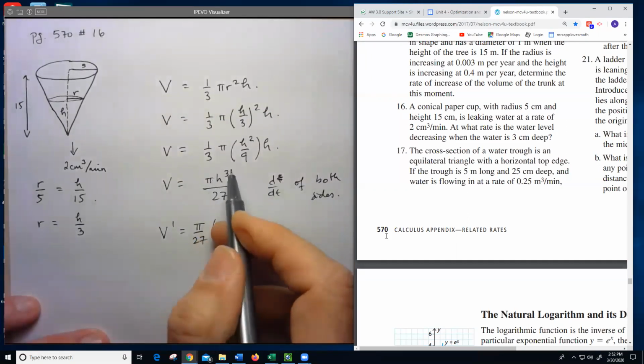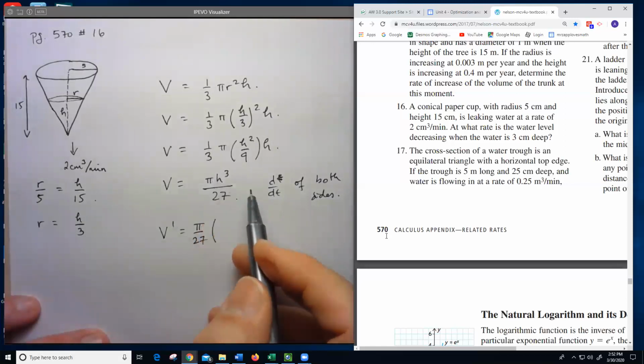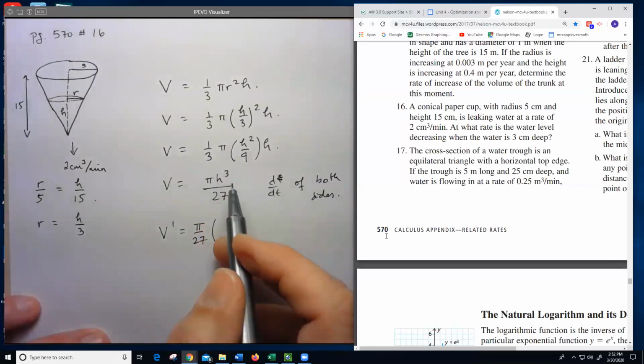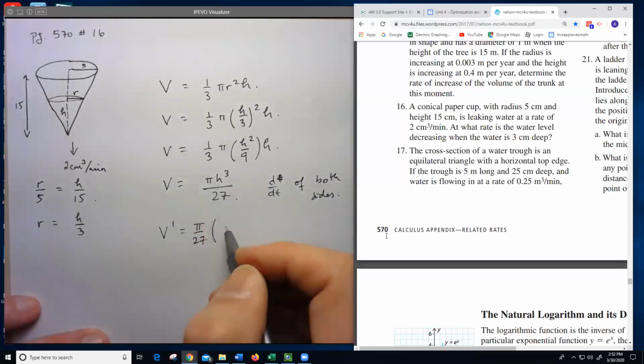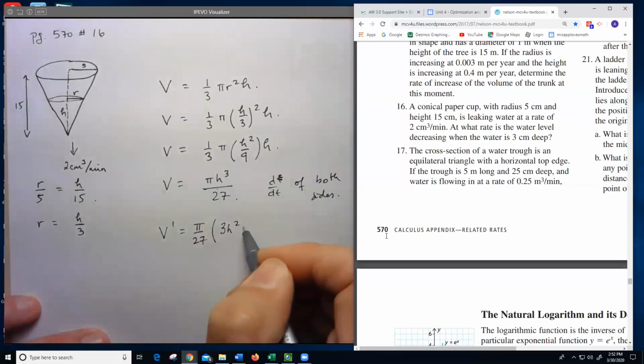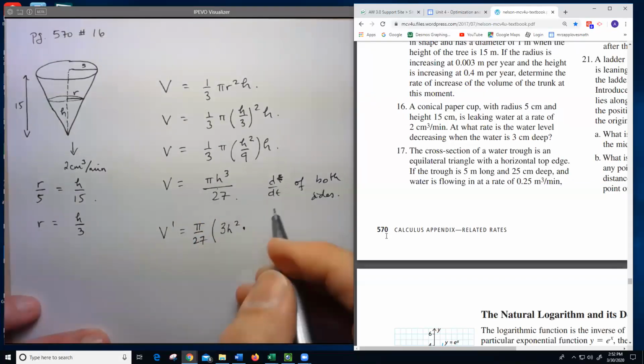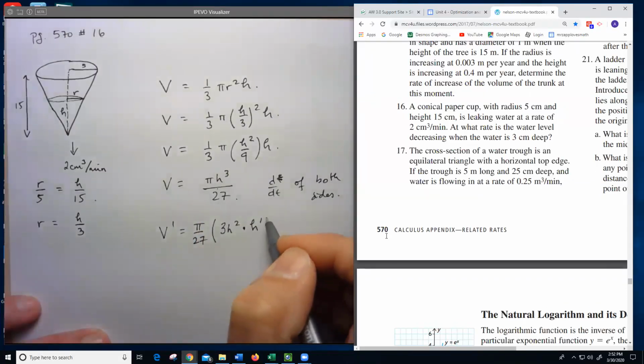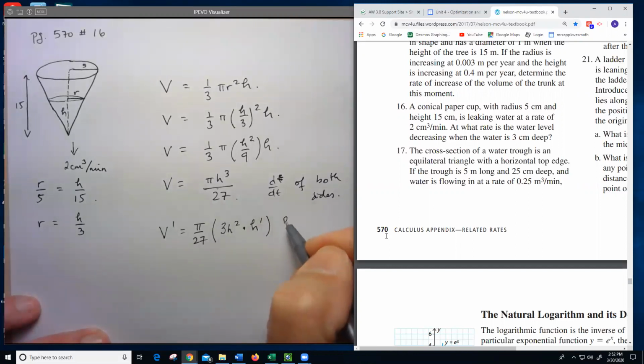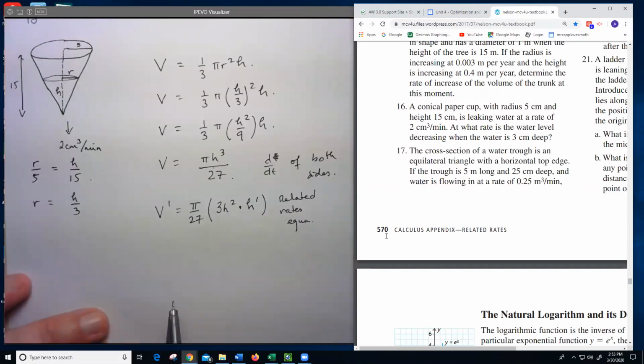And now, again, I'm going to have to use the chain rule, because remember, I'm taking the derivative with respect to t. So the derivative of the outside function is going to be 3h squared times the derivative of the inside function, so the derivative of h with respect to time is just h prime. And this now is my related rates equation. Okay, because I now have a relationship between the derivative of volume with respect to time and the derivative of height with respect to time. But now that I've taken the derivative, I can start inputting the things that I know.